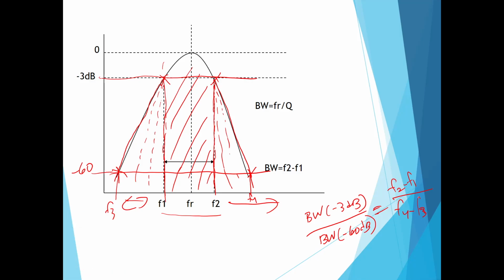Divide with F4 minus F3. So that means we want the shape factor to be as close as possible to the value of 1. We want the frequency response curve to have a shape factor close to 1, so that it is very close to the minus 3 dB cutoff. That is the ideal case. If the value is closer to 1, it will be better.